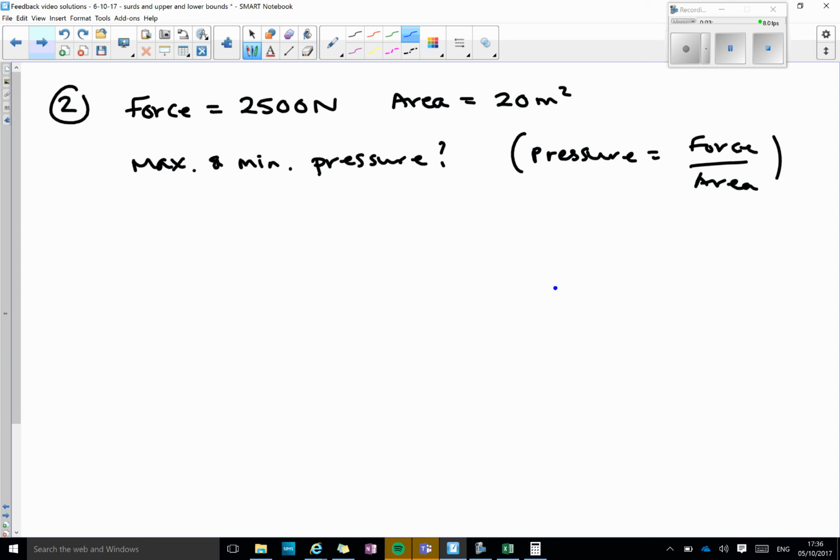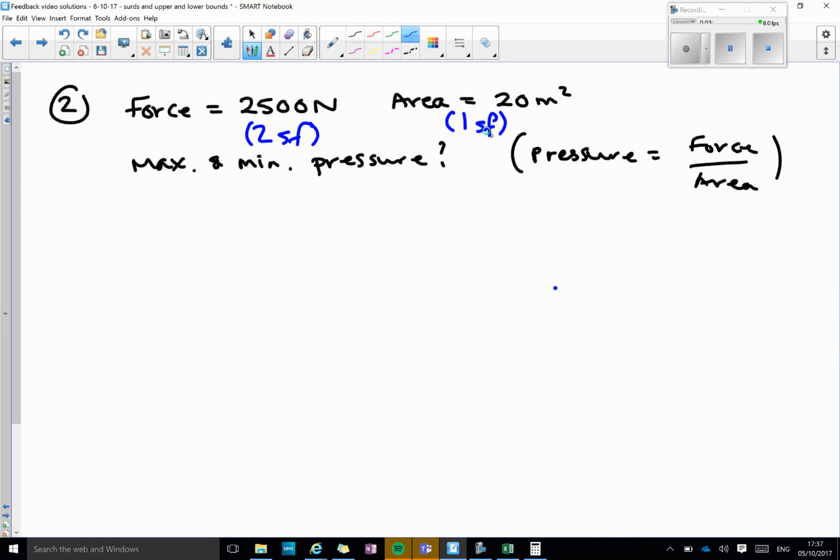In your exam, they often test this work in context. So I've given you an example here where you're given a force of 2,500 newtons and an area of 20 meters squared. And they might ask you to find the maximum and minimum pressures if both of these numbers have been rounded. They might say, for example, force has been rounded to two significant figures and area has been rounded to one significant figure. And they say, what are the upper and lower bounds for the pressure? Well, we know that pressure is force divided by area.